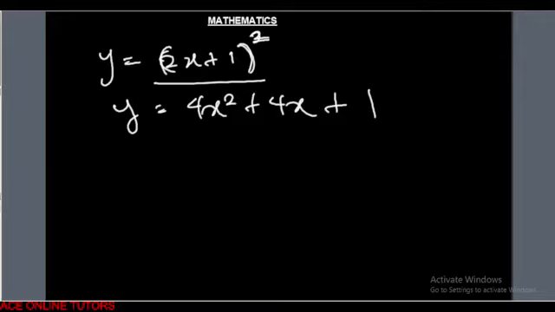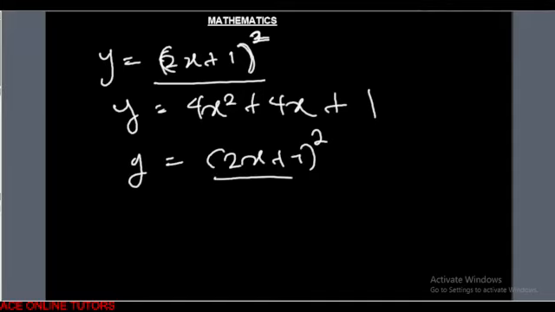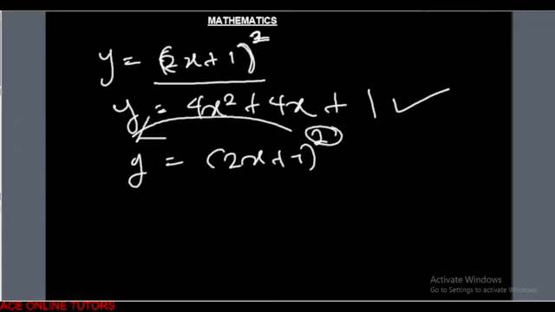Now, how do we remove powers? What we have is 2x plus 1 squared. There are 2 ways of removing this square so that you can know the number of terms. It's either you expand it, just like we did here, by multiplying it, or you take this power to the other side.